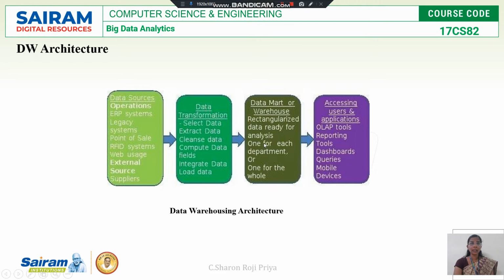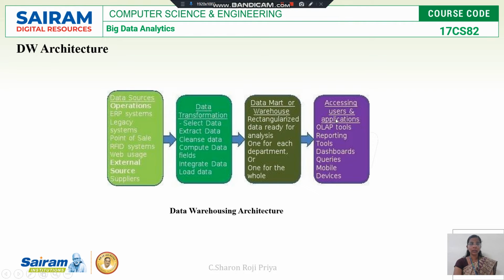The next element is loading the data into either your data mart or data warehouse. You know what is data mart? It comes under bottom up approach. It is for your individual functional units. Data related with individual functional units is your data mart, and a complete organization's data is your data warehouse. So one for each department is your data mart, one for the whole is your data warehouse.